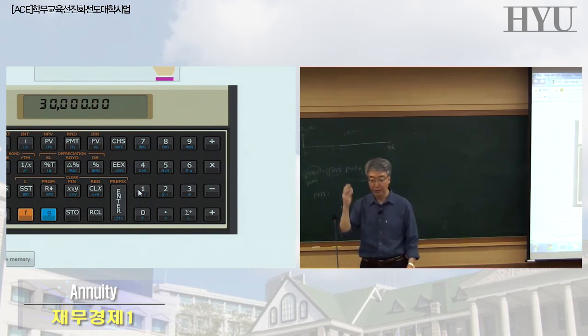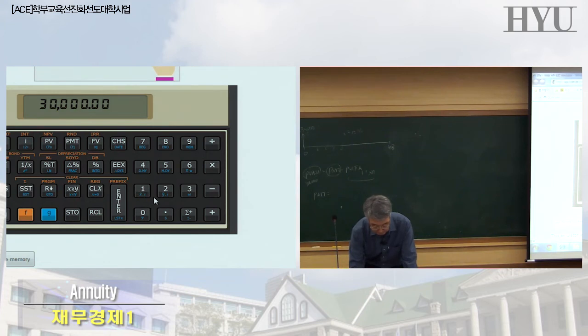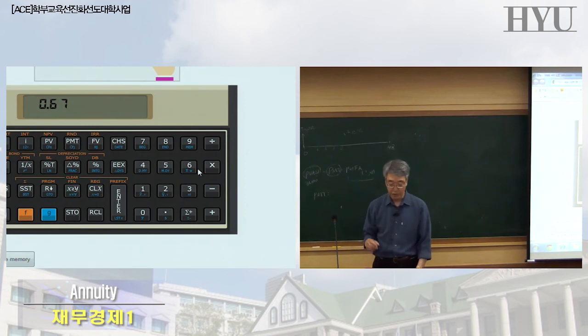But in case it is 8%, suppose you have better credit and your annual interest rate is 8%, then what you should do is press 8, enter, 12, divide. That means the monthly interest rate is 0.67%, instead of 8%. And you set that as the interest rate, and then the 48 months as the number of periods.